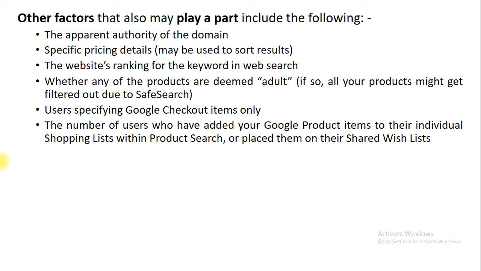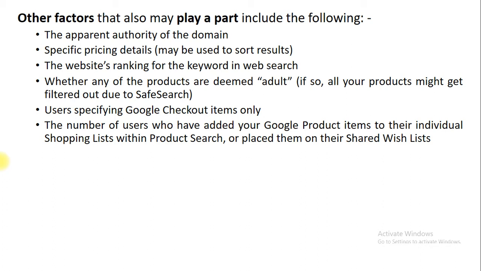Next is specific pricing details. As I have told you, you need to define the pricing policy, such as 10% off, 20% off. Then the original price is cut off and the new price is displayed. That is called specification of pricing details. Then the website's ranking for the keyword in web search. Next is whether any of the products are deemed adult. If so, all your products might get filtered out due to safe search.